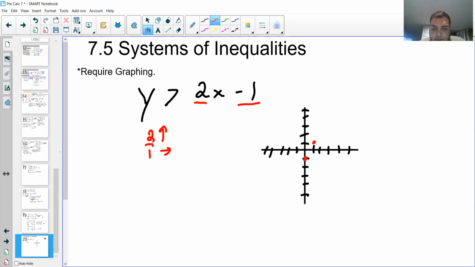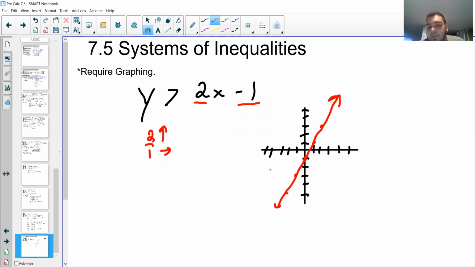So 2 up, 1 right, 2 up, 1 right. And I could technically go backwards: 2 down, 1 left, 2 down, 1 left. I'm just reminding you how to graph y equals mx plus b. Okay, so you just connect the dots, you have a straight line.